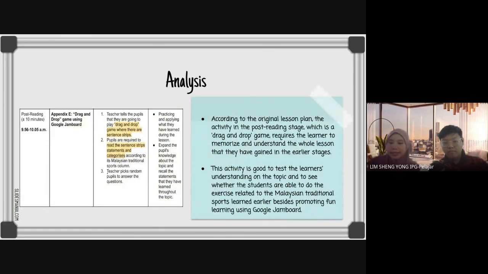Now, this is the analysis that we have done of the original lesson plan. We will focus on the post-reading stage, which is the drag and drop game. It requires the learners to memorize and understand the whole lesson that they have gained in the earlier stages. In our opinion, this activity is good to test the learners' understanding of the topic and see whether the students are able to do the exercise related to the Malaysian traditional sports learned earlier, besides promoting fun learning using Google Jamboard.